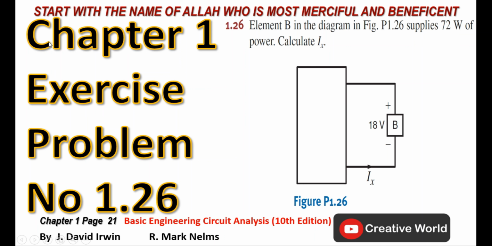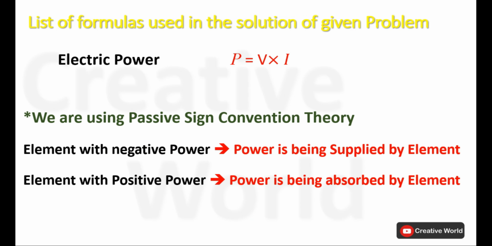Today I will solve exercise problem number 26. We will be using the electrical power formula, voltage multiplied by current. We also will be using passive sign convention theory. According to this theory, an element with negative power will be considered as a power supplier, and an element with positive power will be considered as a power absorber.